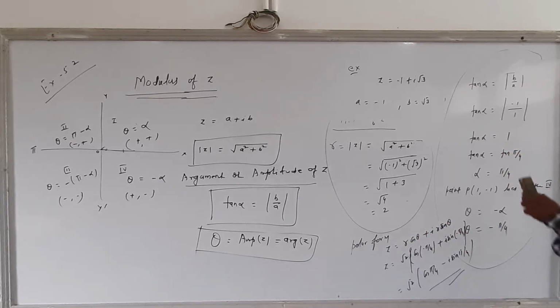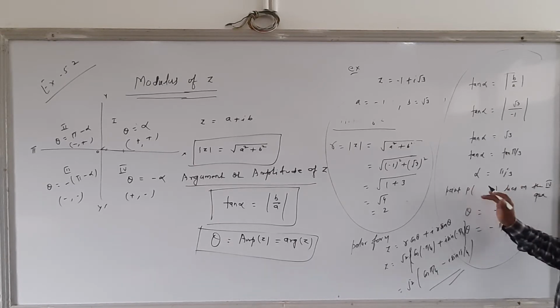Now the second thing, find the amplitude. tan alpha equals b upon a, where b is root 3 and a is minus 1. But this is root 3, and in the tan table, root 3 is tan 60, that means tan pi by 3. Then tan cancels, and alpha equals pi by 3.